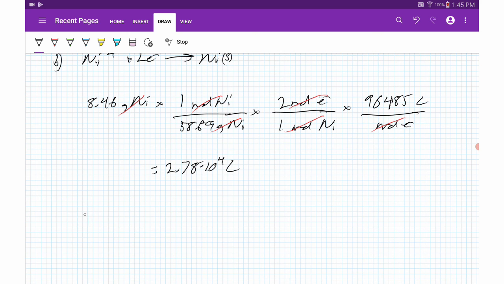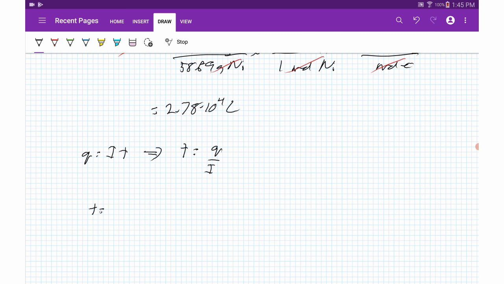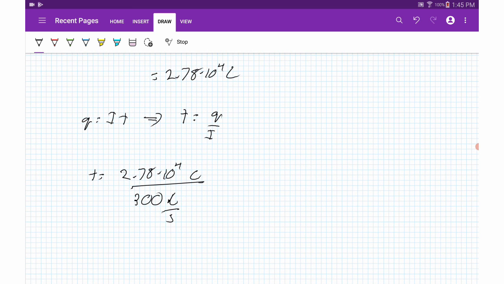Now we just did this in the last problem. Q is equal to I T. T is equal to Q over I. T is equal to 2.78 times 10 to the 4 coulombs per 300 coulombs per second. That's the amps. And this is 92.7 seconds.